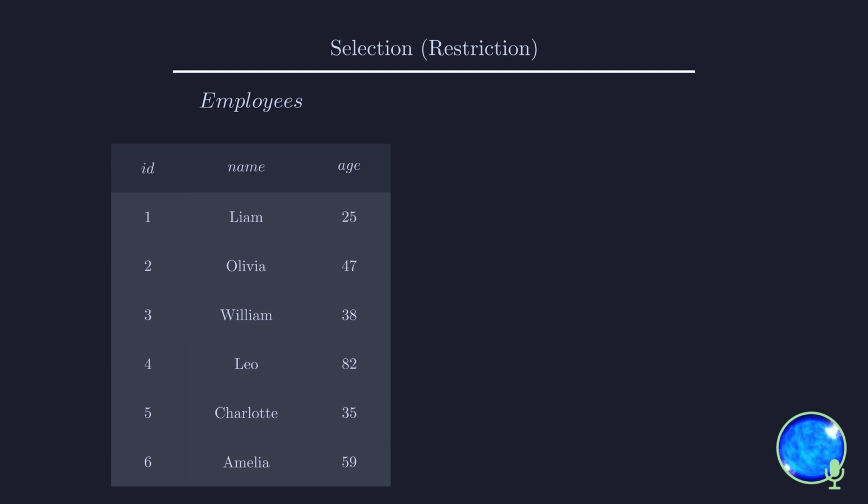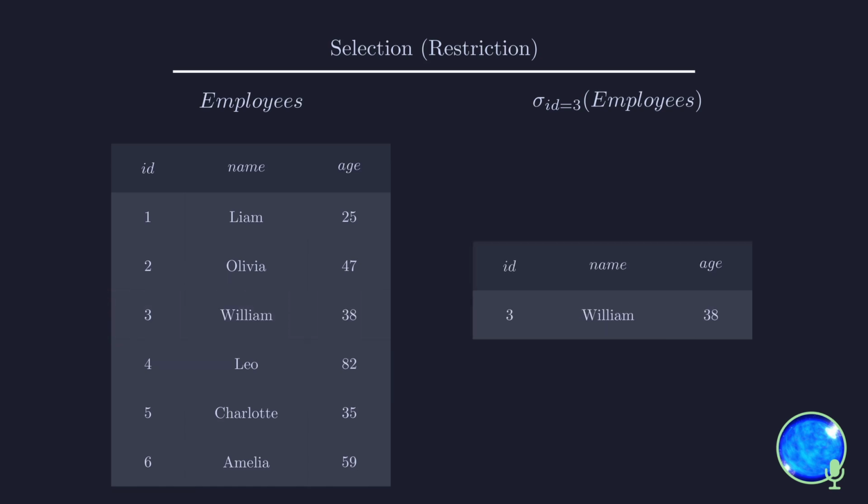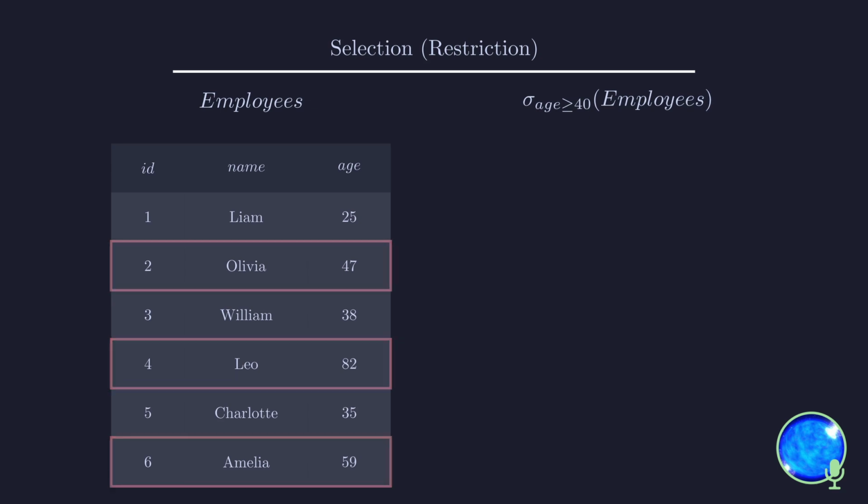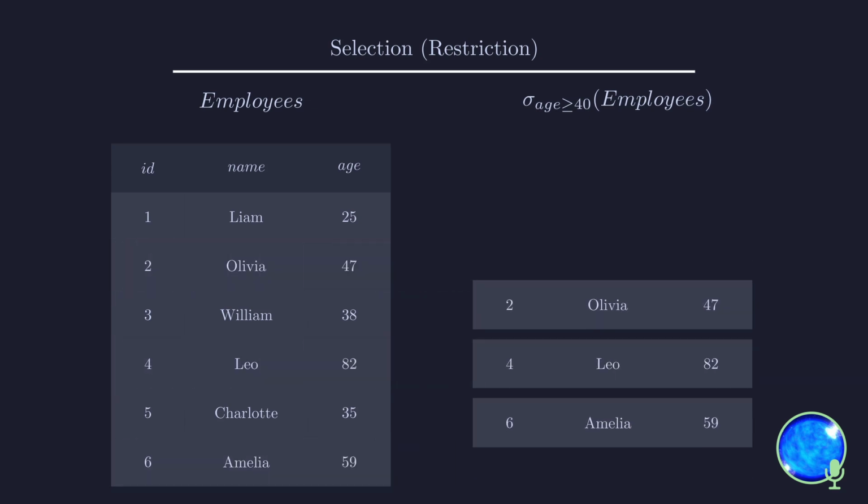Let's look at this example visually to better grasp the concept of the selection operation. Given the same relation employees, the selection of employees on the condition ID equals 3 yields, as anticipated, the row with ID 3, name William, and age 38. This is a fairly simple predicate. Another example of a simple predicate is age greater or equal to 40. This yields 3 rows, which you combine into a new relation.